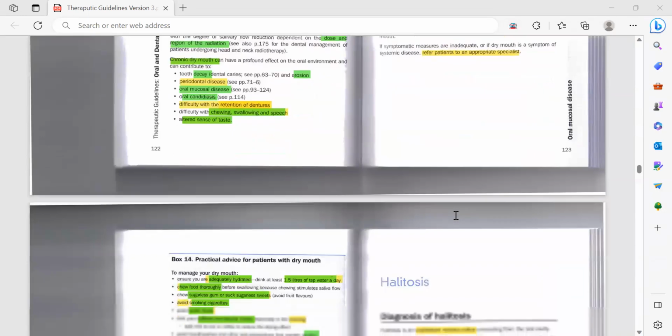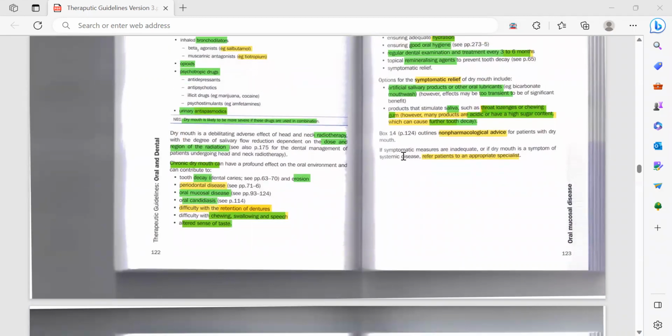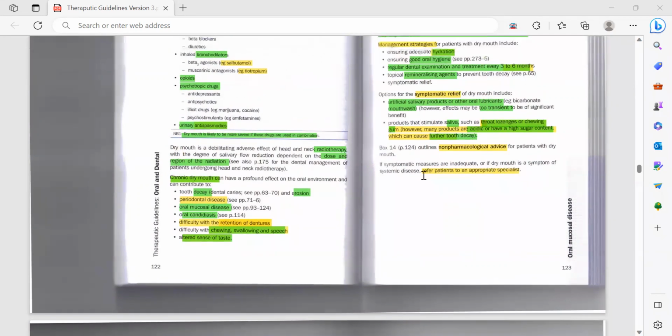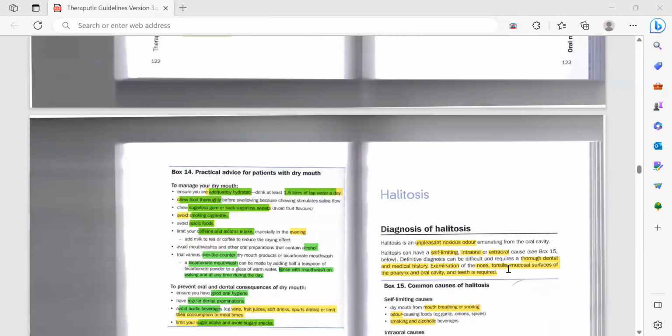And for symptomatic relief, these are the 2 points by which you can provide it. Then we will read in box 14, which would help us in giving the patient the non-pharmacological advice. If symptomatic measures are inadequate, or if dry mouth is a symptom of systemic disease, then you need to refer the patient to an appropriate specialist. This was the line even in the red flag features as well. So you just need to do these 5 points, plus non-pharmacological advice. After doing this, if the patient's symptoms still do not resolve, then you refer him to the appropriate specialist.